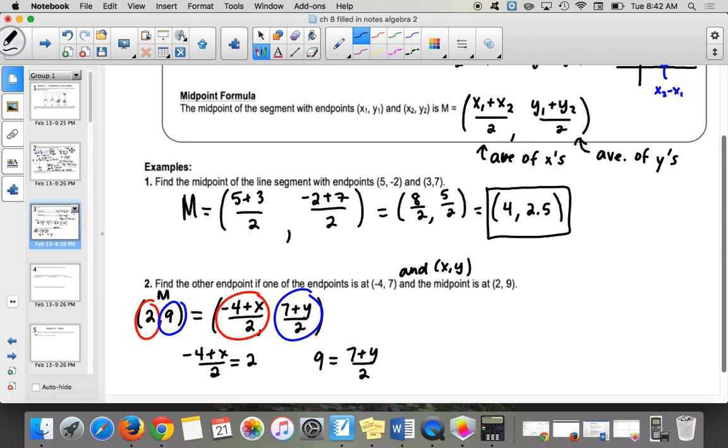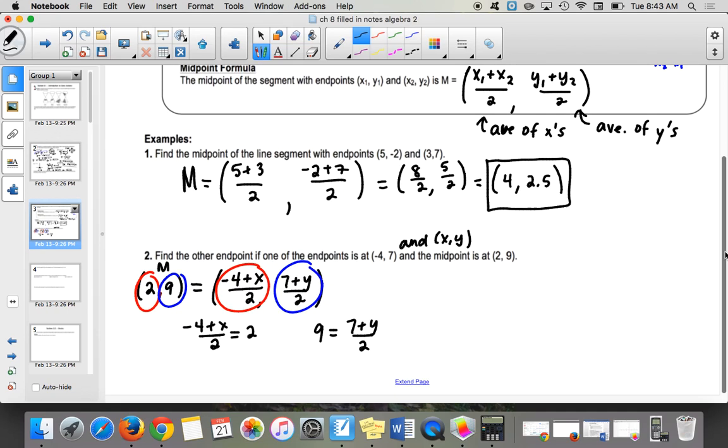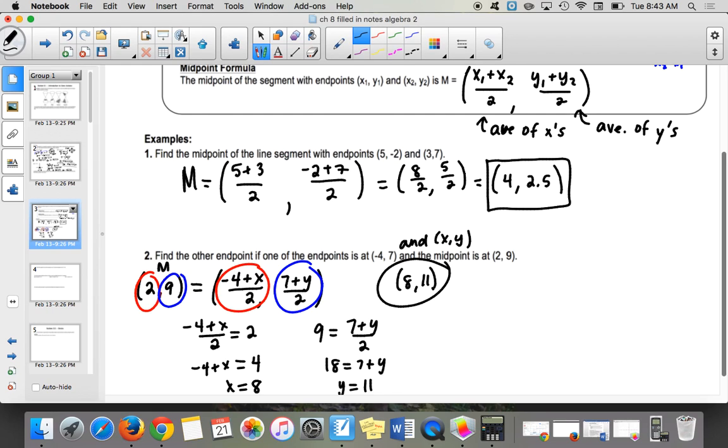Yeah, there's an easier way to do it. Multiply the 2 over. So we get -4 plus x is equal to 4. So we get x is equal to 8. And then multiply the 2 over, so I get 18 equals 7 plus y. So y is equal to 11. So that means our point was (8, 11). Okay, so that's the first way to do it.